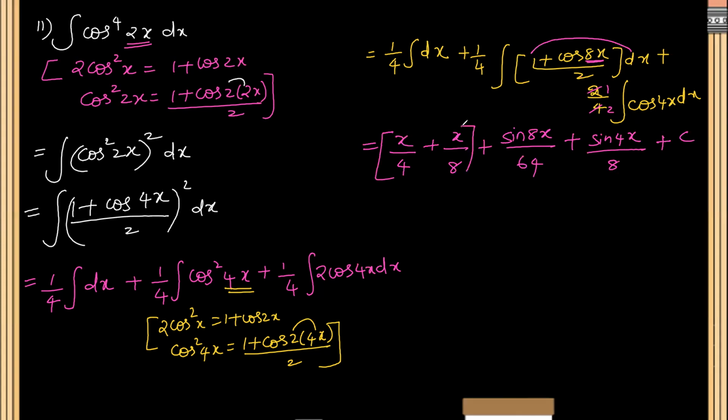Like the previous sum, we can take the LCM for the first two terms as they are similar. 8, so we multiply into 2 here. So 2x plus x, 3x by 8 plus sine 8x by 64 plus sine 4x by 8 plus c is the final answer.